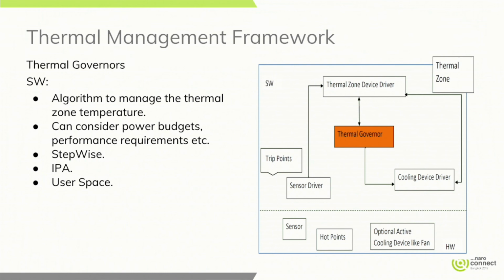The governor on the mainline today is usually the step-wise governor, which tries to step up and step down, taking a stepwise approach to temperature control. And then there are governors that consider power budget and performance requirements. It's called IPA, which is commonly used in the Android platform. There can also be user space governors, which control all this from the user space. You can write policies for it from the user space.